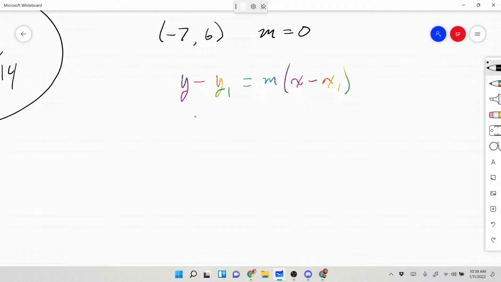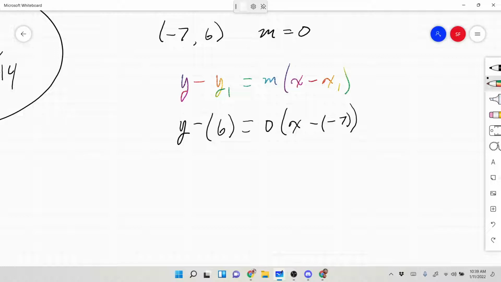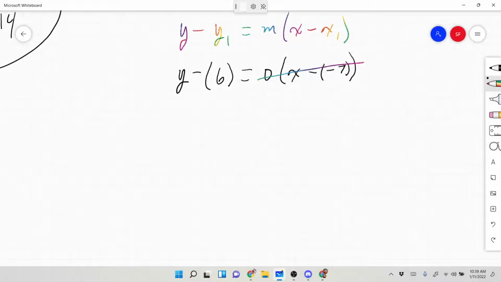So what are we going to plug in for y1? 6. What are we going to plug in for the slope? 0. What are we going to plug in for x1? Actually, it doesn't matter at this point, but we'll keep on going. Negative 7, right? What does 0 do to this whole mess over here? It makes it a straight line. Bam. It cancels that like that. So then we have y minus 6 equals 0.